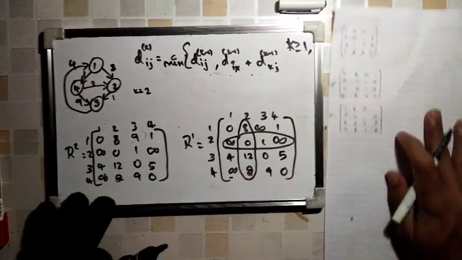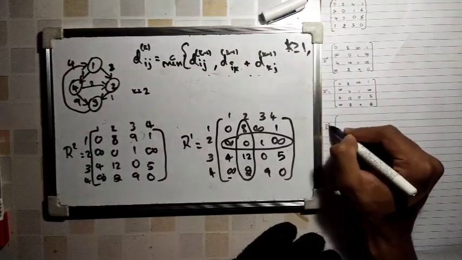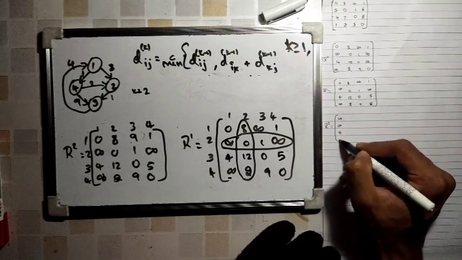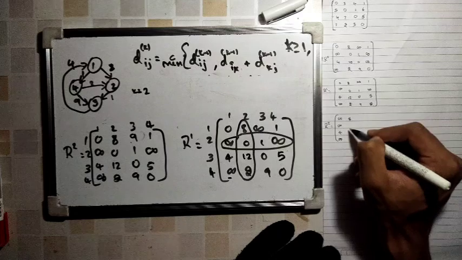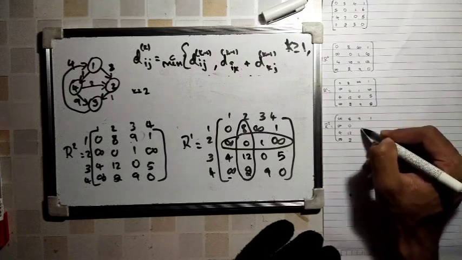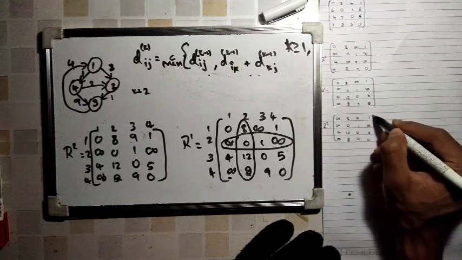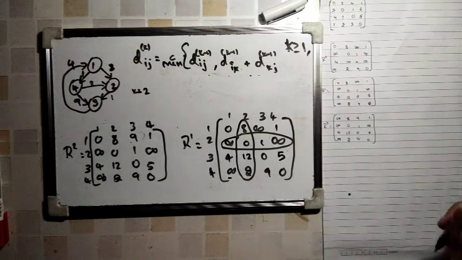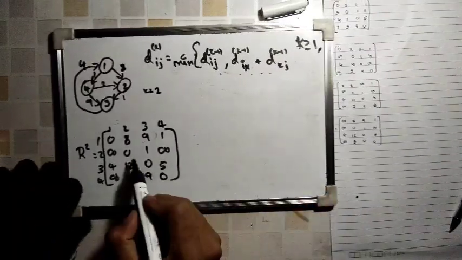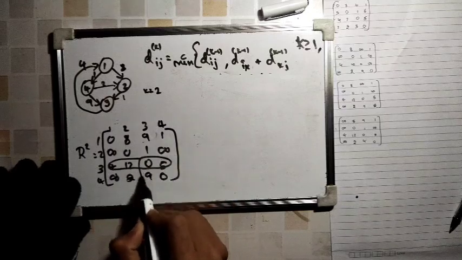Now I'll just write it here. So 0, infinity, 4, infinity, 8, 0, 12, 2. So this changes to 9, 1, 1, infinity, 0, 5, 9, 0. Okay. Now I will be considering this part.